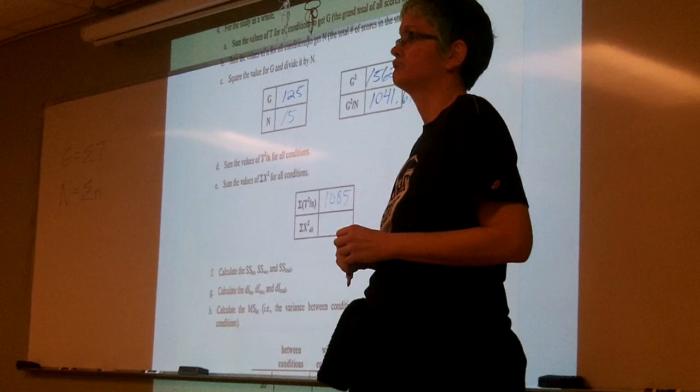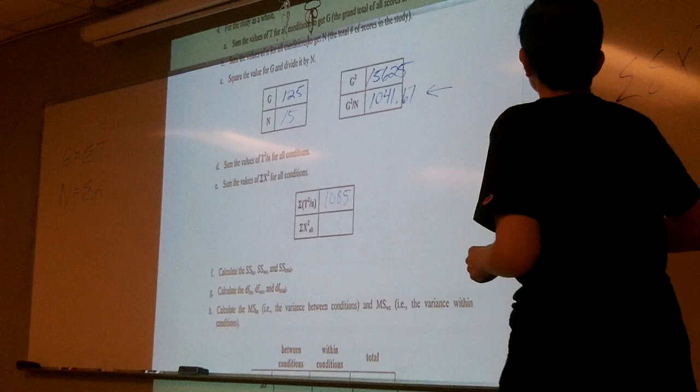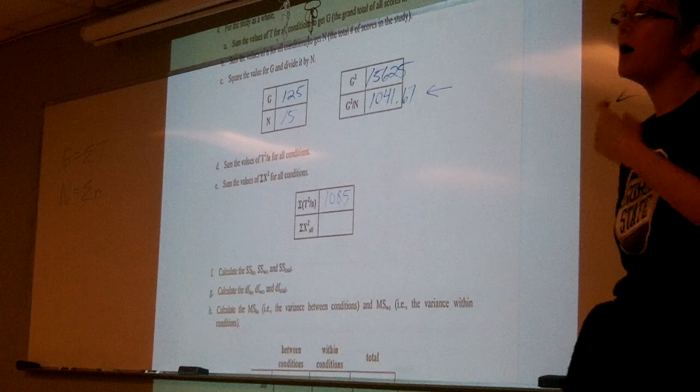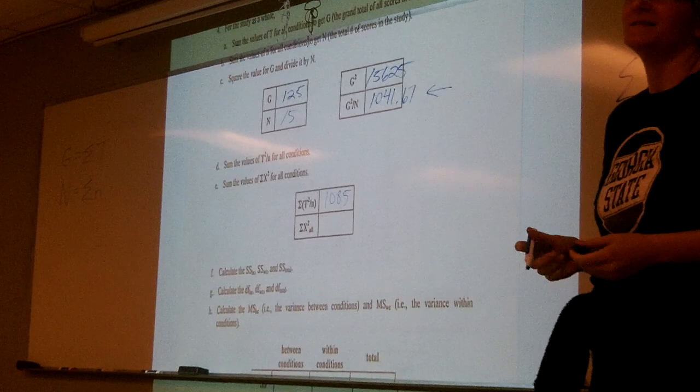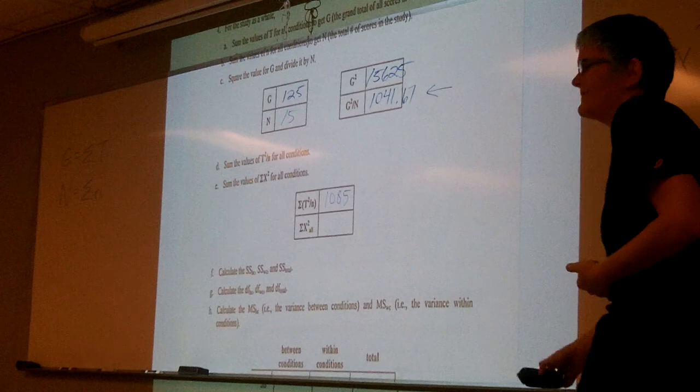And because I think it's weird to write sum of x squared, I think that looks really weird, I just call this sum of x squared all. In other words, it's the x squareds, all of them added together. Otherwise it seems really awkward. And ANOVA's awkward enough. We don't need more awkwardness.